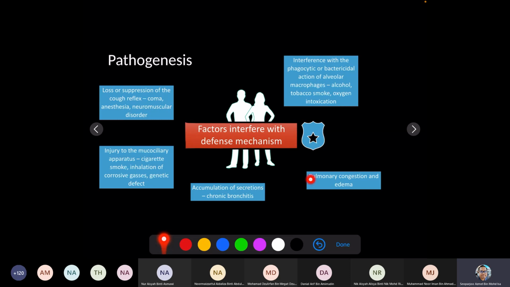And the last one is if there is pulmonary congestion and edema. In this case, you can find it in patients with CCF, or congestive cardiac failure, or end-stage renal failure, in which they will sometimes, on and off, persistently have pulmonary congestion and also edema. And if there is water or fluid, it is a good medium for the bacteria to grow in. So this will cause interference with the defense mechanism and cause pneumonia to happen.